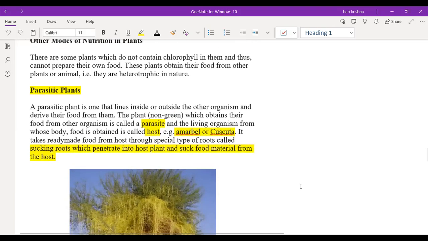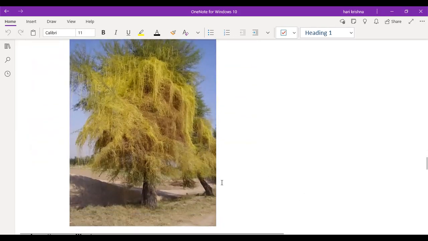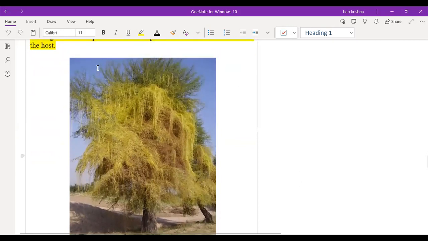So parasitic means you know better, right? It will not prepare the food on its own, so it will depend upon the other plants to get the food. We can see here the yellow colored part is the parasitic plant, which is called Dodder and Amarbel, also partially parasite.